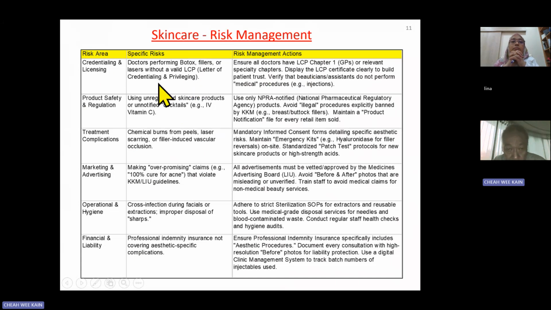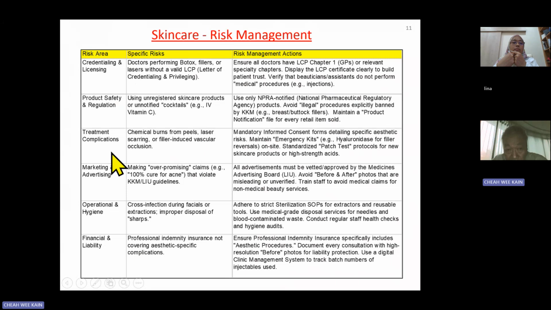I don't think you're doing any Botox, okay? Not yet, still small. So, using unregistered or unnotified skincare, for example IV vitamin C, use only products notified with the MPRI agency. Avoid illegal procedures, banned ones, all this kind of funny thing. Product notification file for every retail item. Sorry, first one, doctors: make sure they have all these and the certificates, and put them in front. No beautician assistant to perform injection, cannot.